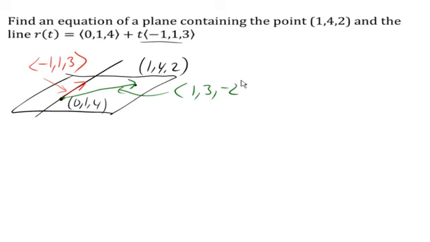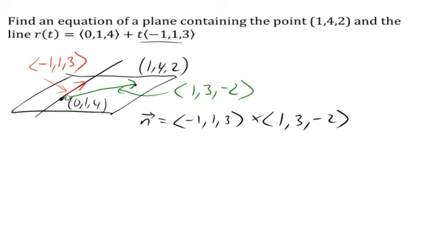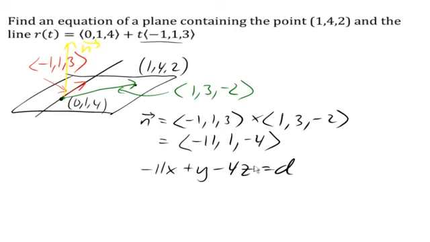And now we can go ahead and find our normal vector by crossing (negative 1, 1, 3) with the vector (1, 3, negative 2). And that's going to give us this normal vector here. Okay? And so doing the cross product, we end up with our normal vector, which becomes our coefficients on x, y, and z. Now, to find our value for the constant, we can plug in any of our two points.